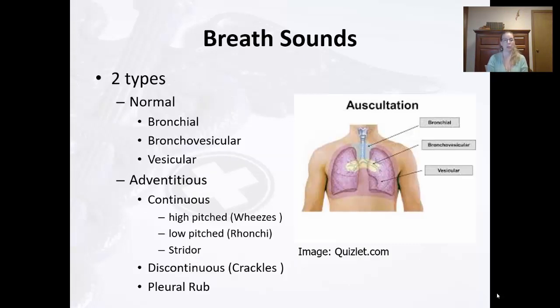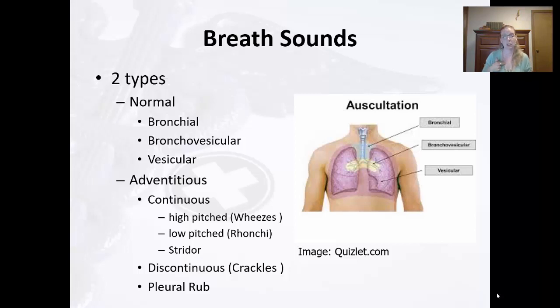All right, there's two types of breath sounds. Normal are bronchial, bronchovesicular, and vesicular. Now, bronchial breath sounds are air that is traveling in the trachea. Okay, and so that's going to be the loudest. Obviously, you don't want to put your stethoscope on a bone, so you want to be just to the left or to the right of the sternum, right below the clavicle. People also auscultate bronchial sounds by putting their stethoscopes right on the neck on either side of the trachea.